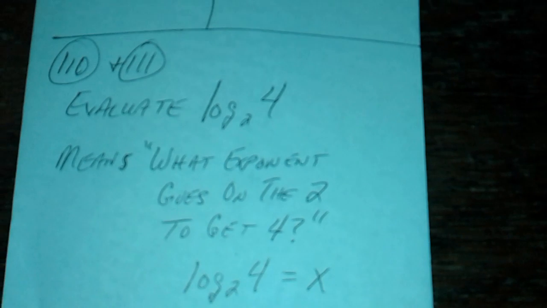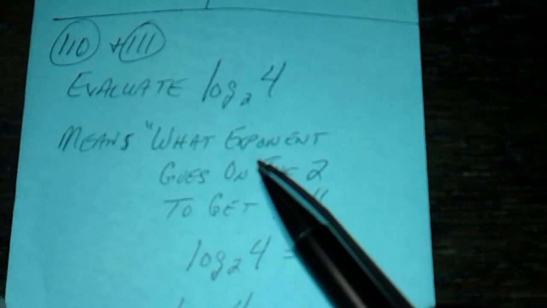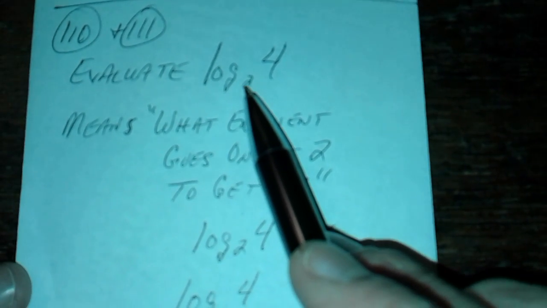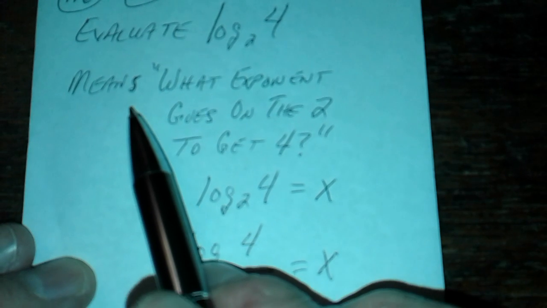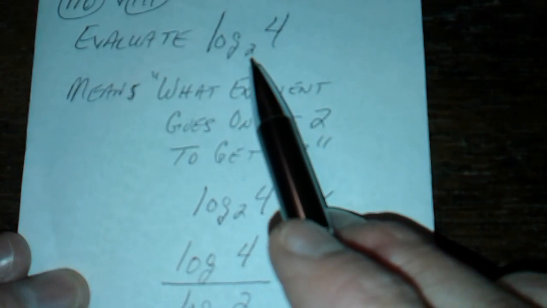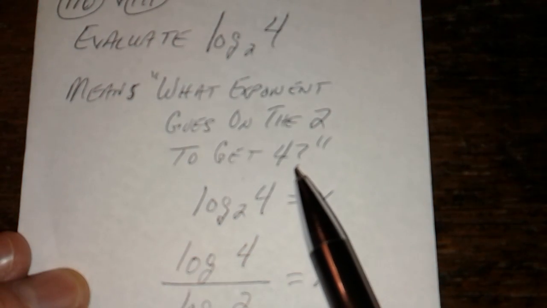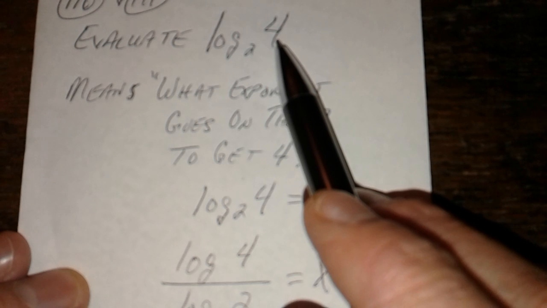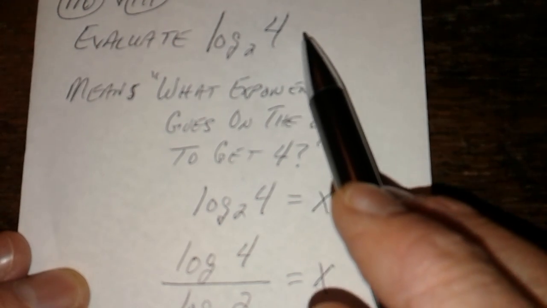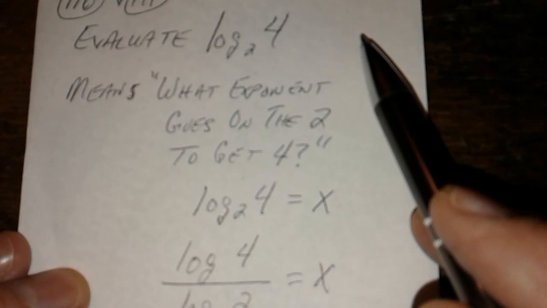All right, 110 and 111 are basically the same. They say something like evaluate this log. Well, what they're saying is what exponent goes on that little bitty 2 right there to give you 4. So 2 to the what power equals 4. What they're leaving off over here is equals x. We usually put that on.